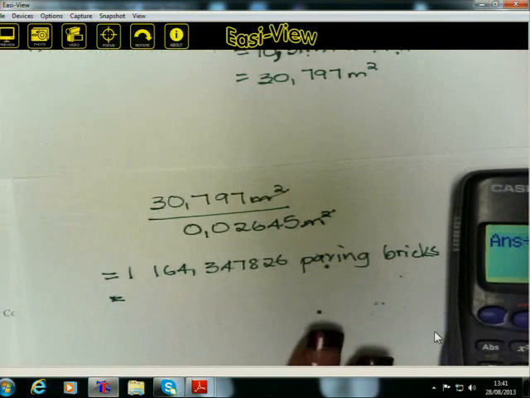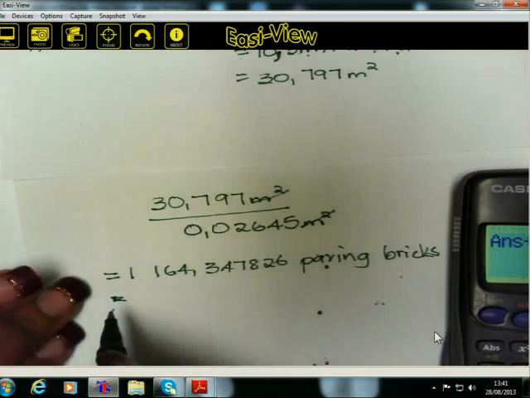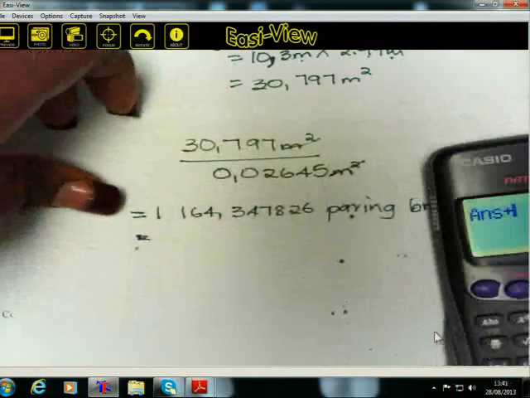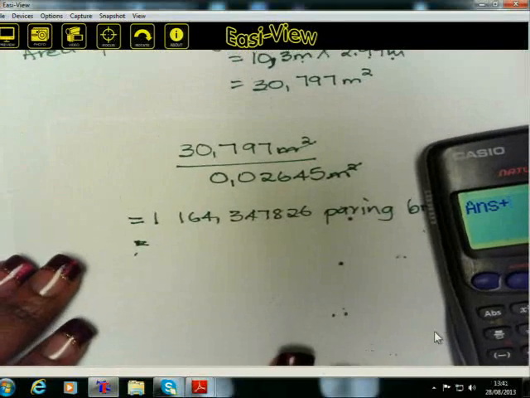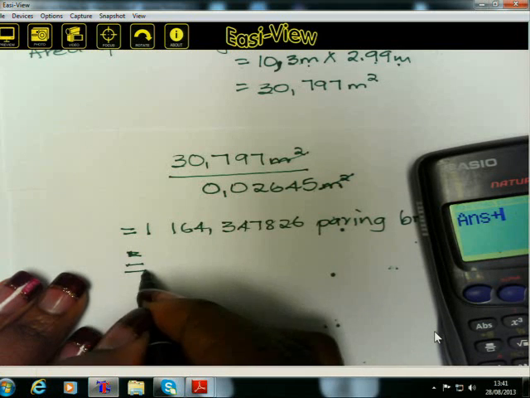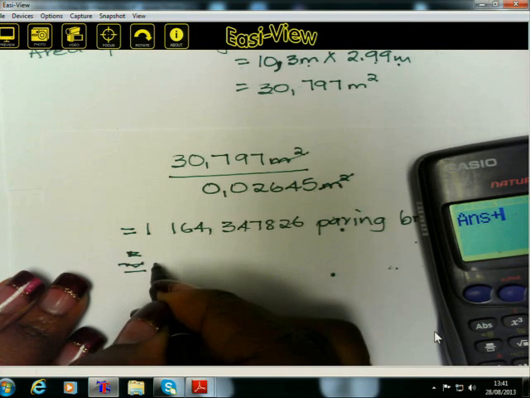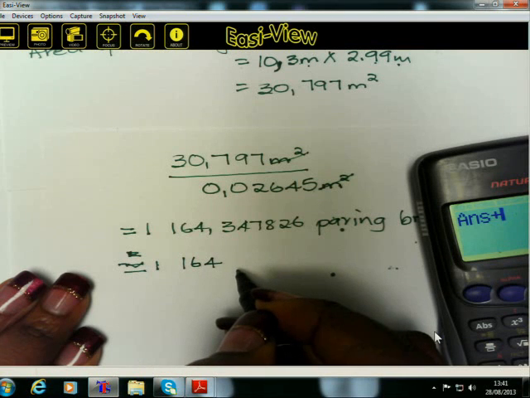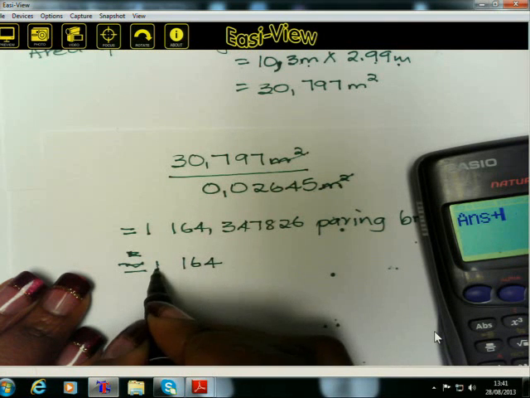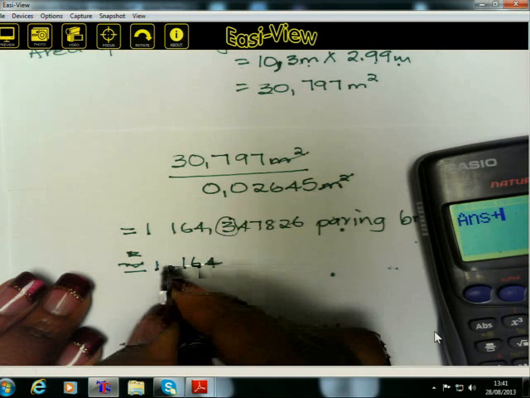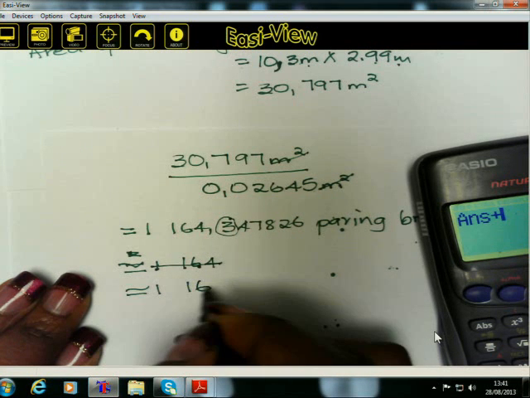I'm sure you will agree with me that there is no way that we can have 1,164.34 paving bricks. We cannot work with commas. You don't buy a comma 3 brick. So we are going to round this off, and it will be 1,164. Actually, we round up to 1,165. Sorry, because we have to round up, not round off.